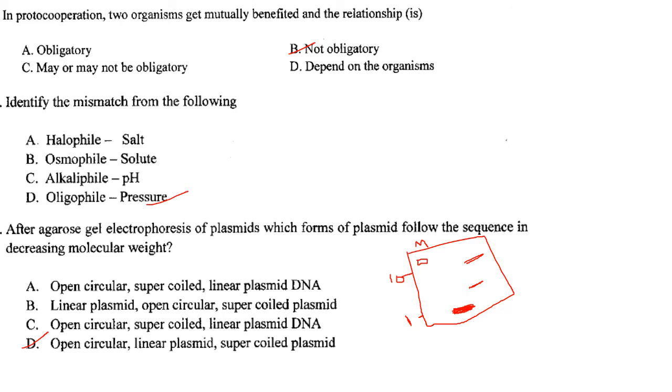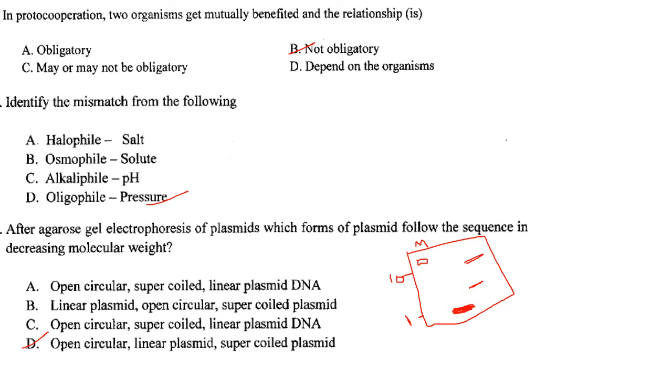So coming to the next question. In proto-cooperation, two organisms get mutually benefited and the relationship is not obligatory. Answer is option B. Then identify the mismatch from the following. So the mismatch is oligophile, that is they have given as pressure, but actually oligophiles are able to grow at extremely low concentration of nutrients.